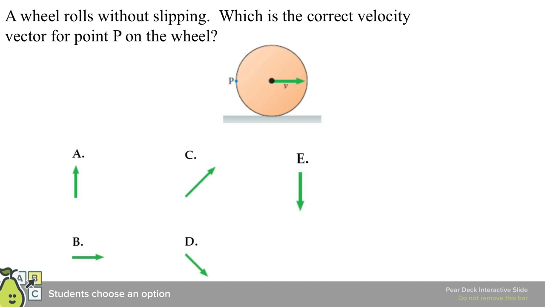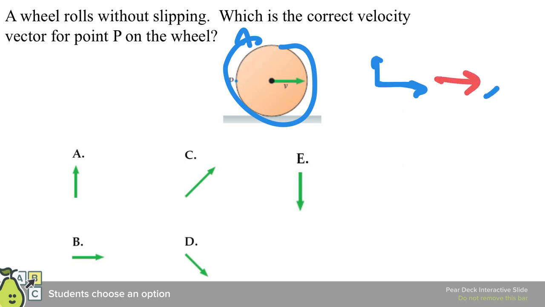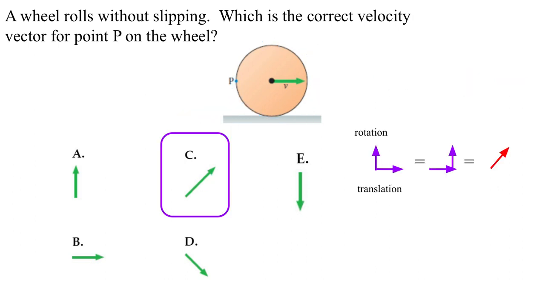All right, so here we have a wheel that rolls without slipping. What is the correct velocity vector for point P on the wheel? Notice that point P is this one. And we know at that moment, it is being carried forward by the wheel, but it also has an upward velocity because it's spinning around the wheel. And so the net is that. So it seems like it's C. Drawn a little bit cleaner here, but again, we see the answer is C.